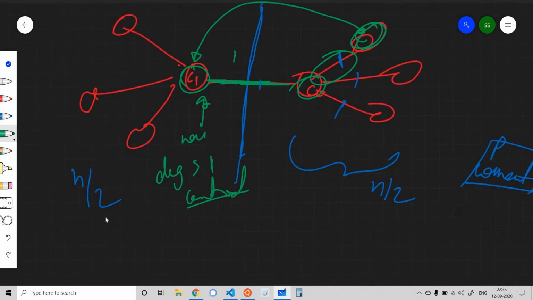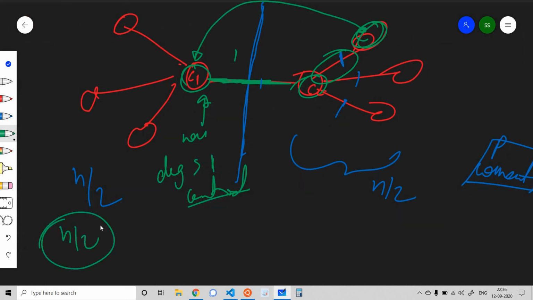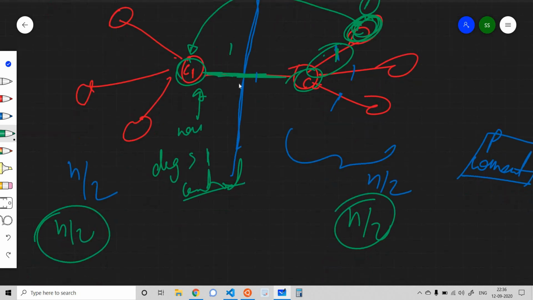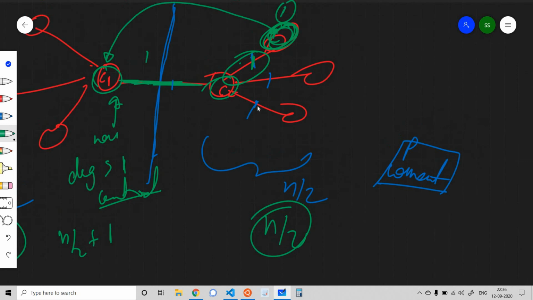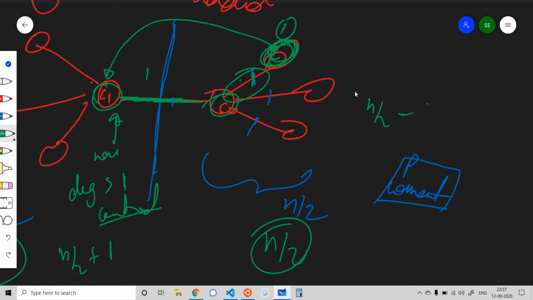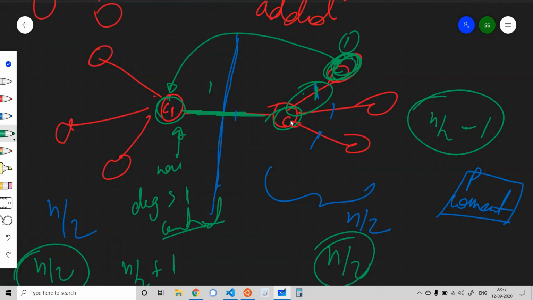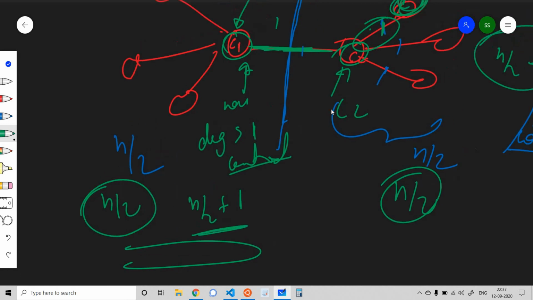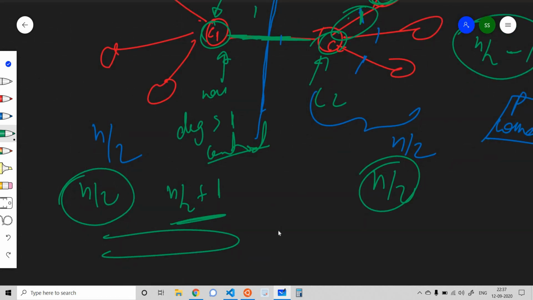And why is it so? Because initially this part was having n by 2 nodes, and this was also having n by 2 nodes. So even if this subtree, which the edge I am deleting, is containing only one node, then after doing this process this part would be having n by 2 plus 1 nodes, and this would be having n by 2 minus 1 nodes. So if I delete C2 after doing this, then this part is having n by 2 plus 1 node, so C2 cannot be our new centroid.